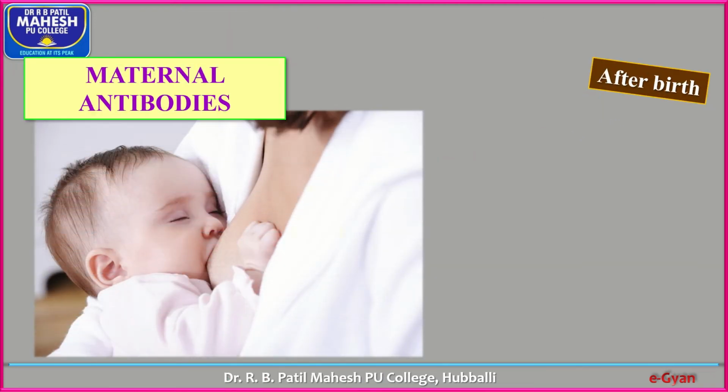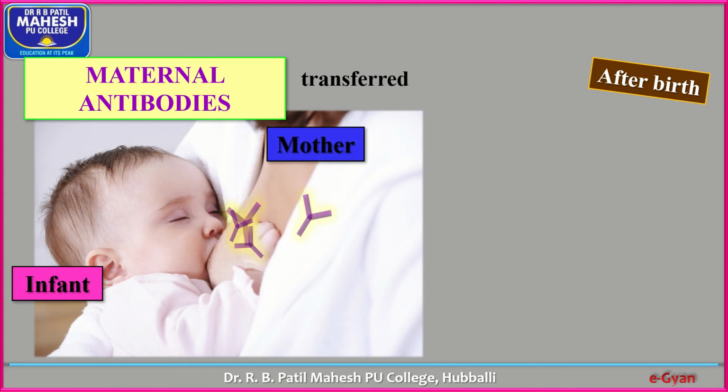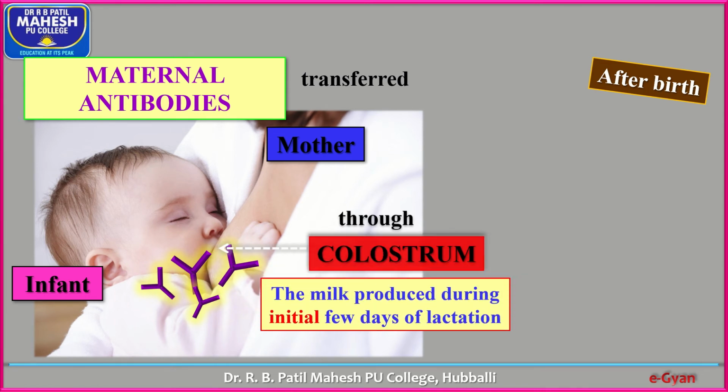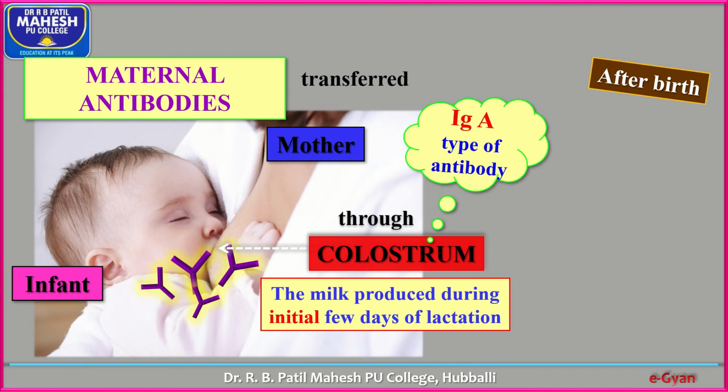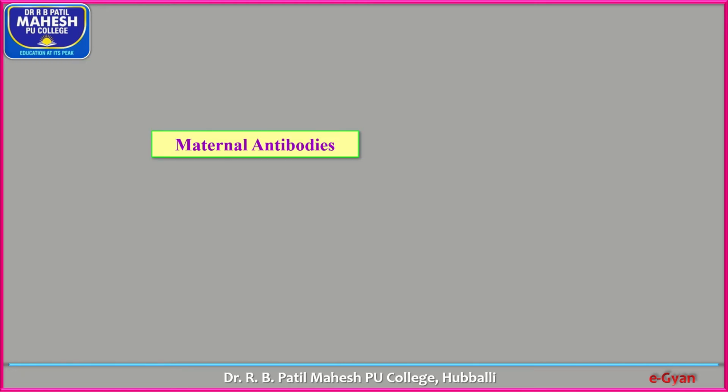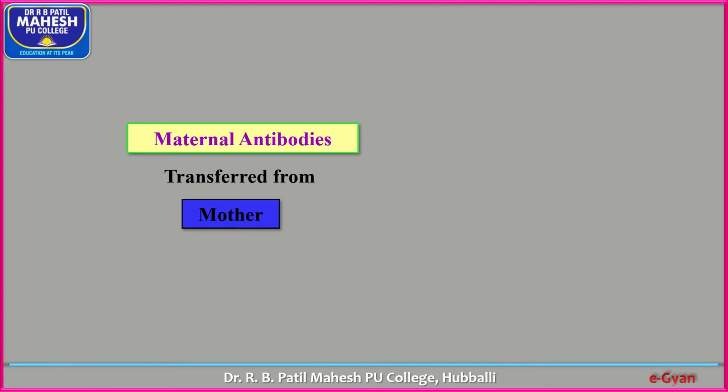After the birth, maternal antibodies are transferred from mother to infant through breast milk, and we call this natural passive immunity. The milk produced during the initial few days of lactation is called colostrum, which is rich in IgA and provides passive immunity that remains in the body for a very short period of time.